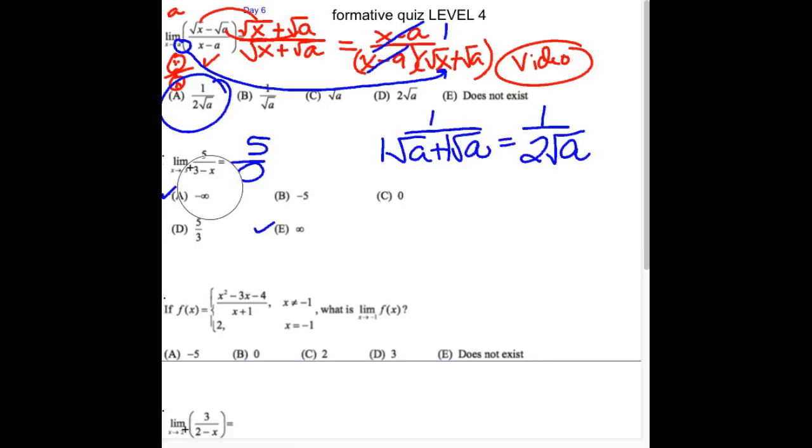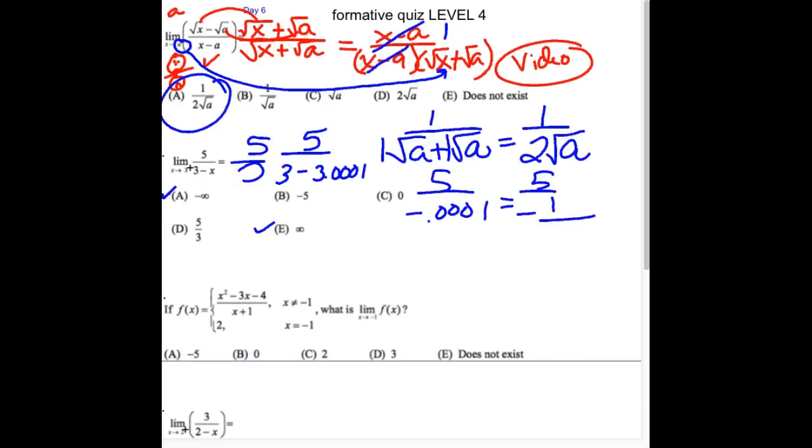But I want to discuss it like when I get really close. So let's do 5 over 3 minus 3.0001. That would be 5 over negative 0.0001, which is 5 over negative 1 ten-thousandth, which is negative 50,000. It's going way, way down. So my answer would be letter A.